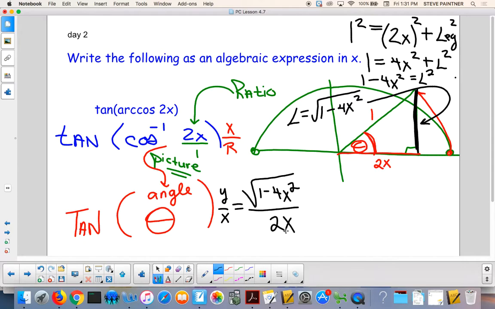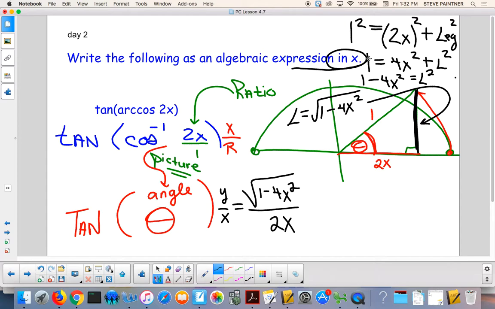And this problem says write the following algebraic expression in terms of what? Of x. You're not going to get 4 over 5 or 1 over 2. You're not going to get numbers. You're going to get in terms of x. So algebraic expressions is what you're going to get. Okay? Yes or no? Yeah? Is it clicking? Do you see what just happened?